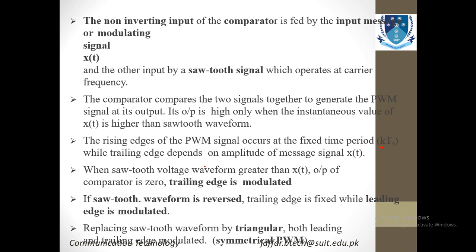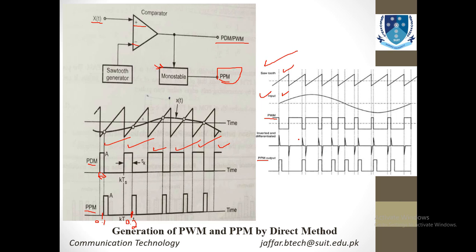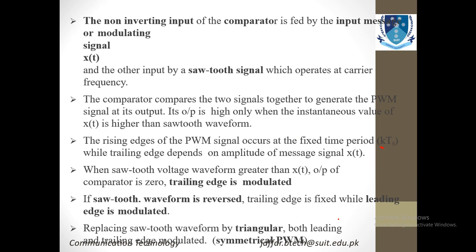When the sawtooth waveform is greater than x(t), the output of the comparator is 0 and the trailing edge is modulated. If the sawtooth waveform is reversed, as we saw in this diagram, if we invert this, the trailing edge is fixed while the leading edge is modulated. So you can do both of these things. If you take the first form, you will be modulating the trailing edge, and if you reverse it, you will be modulating the leading edge.